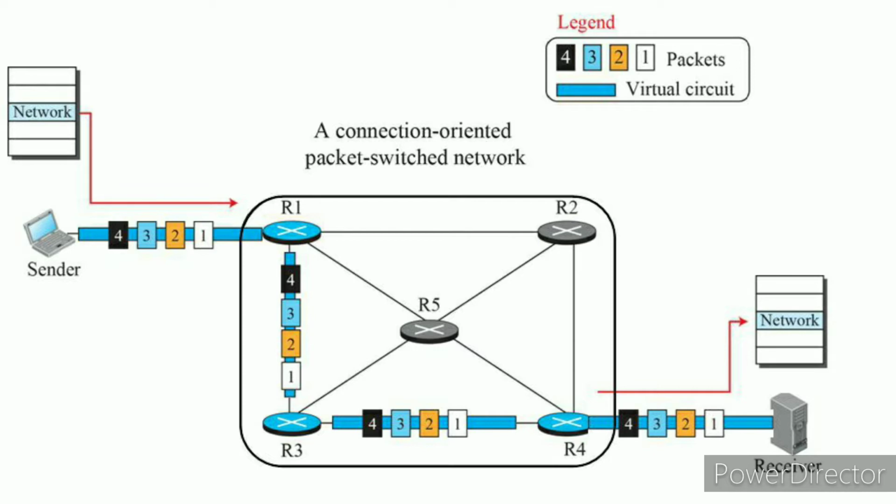Before all these packets are sent from the sender to the receiver, see in the diagram, a path will be established between the sender and the receiver. After this, all the datagrams or packets will follow the same path. That's why it's called virtual circuit network. So a virtual path will be established between sender and receiver before sending the data, and after establishing this virtual path, the datagrams or the packets will be sent in the same path.